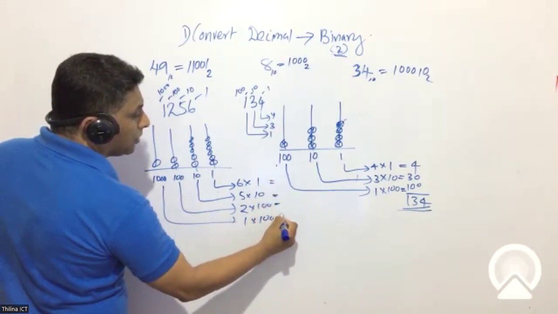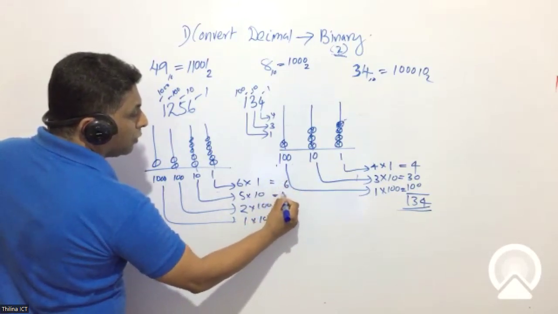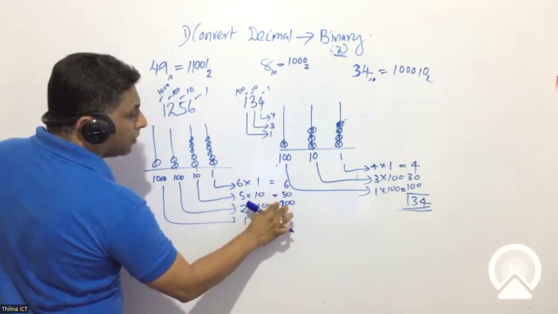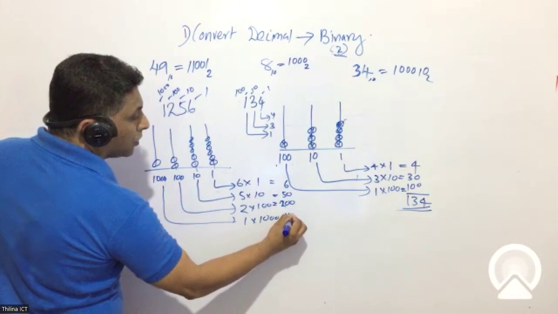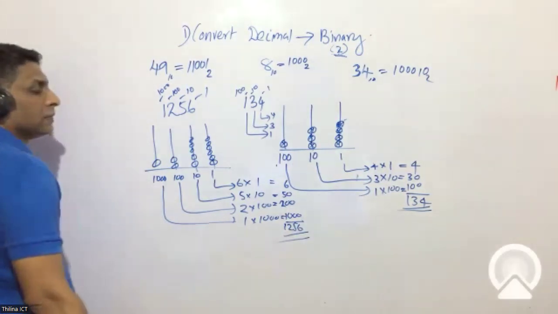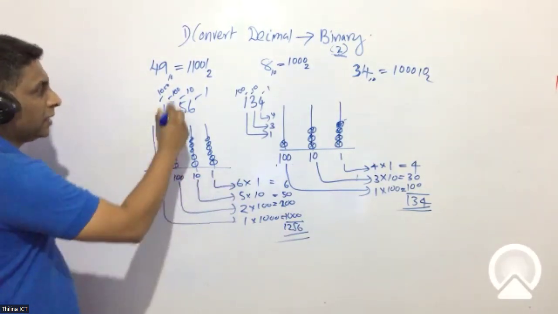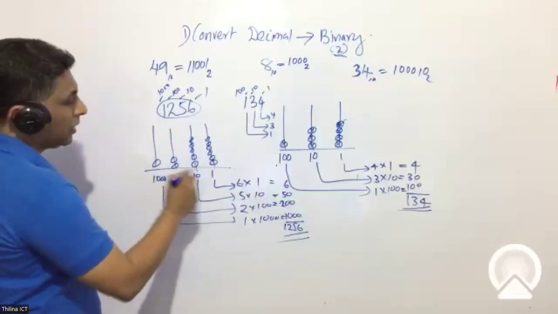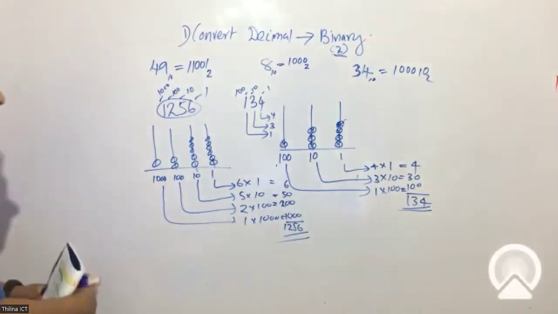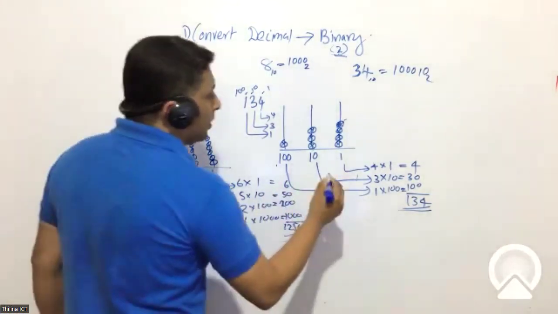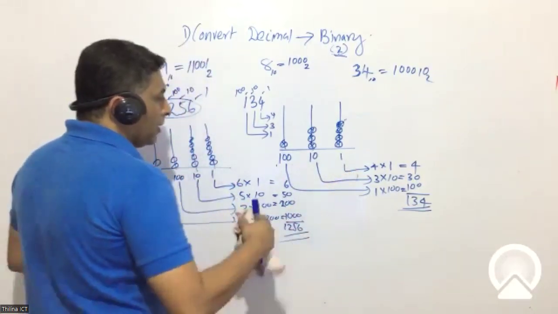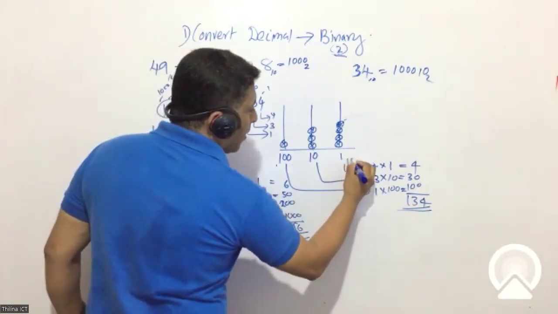So add all these numbers: 6, 50, 100, 200, yes, 1000. 1256. See? So how to represent this 1256 in the counting frame? You have to segregate according to the places, right? So we'll give weightages, right? Here, ones place, so we represent ones place as 10 to the power 0.